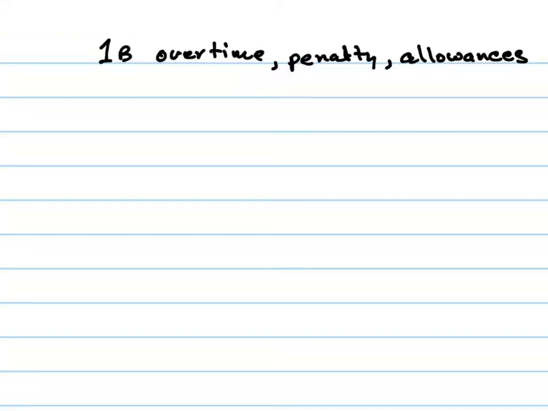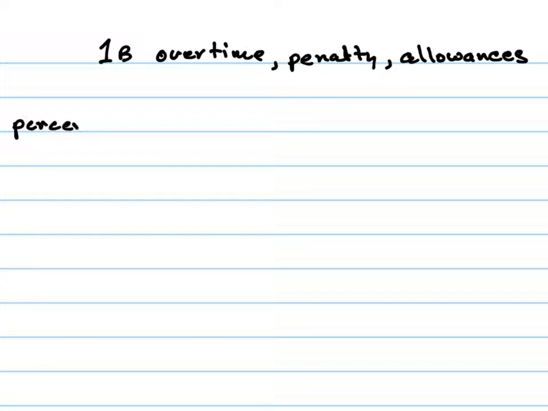Okay, gentlemen, today we're going to look at exercise 1B, where we're going to talk a little bit about overtime, penalty, and allowances. Now, these are awards that are given above and beyond your normal pay. And before we do that, I thought it would be a little helpful to talk about percentages a bit.